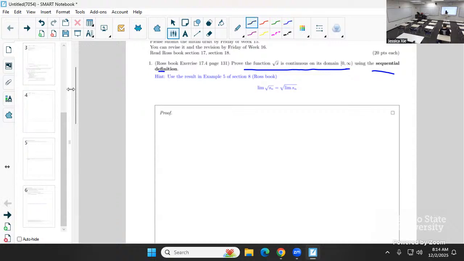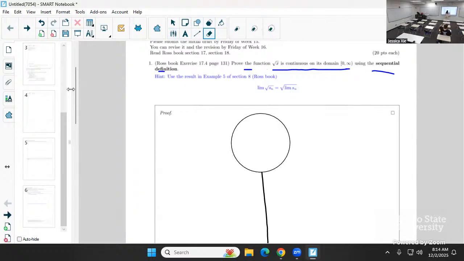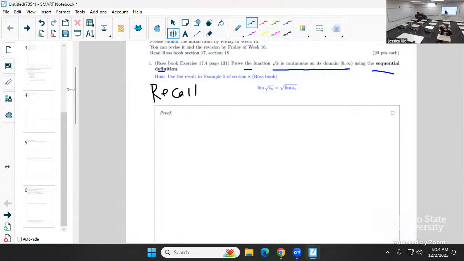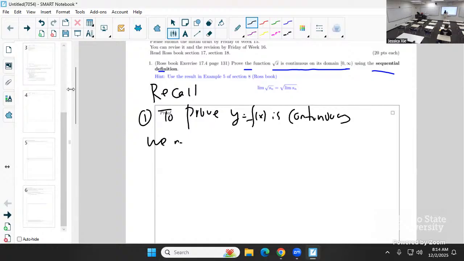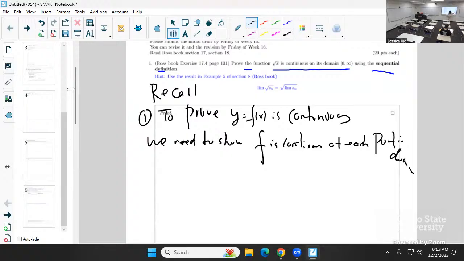So here let's recall how to prove a function is continuous on its domain. Method number one: to prove a function y equals f of x is continuous, we need to show by the definition that f is continuous at each point in the domain. Does that make sense? That's the definition.